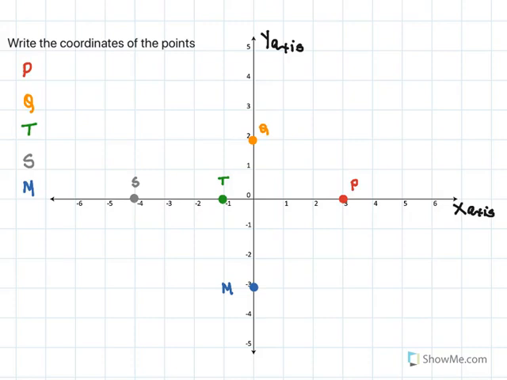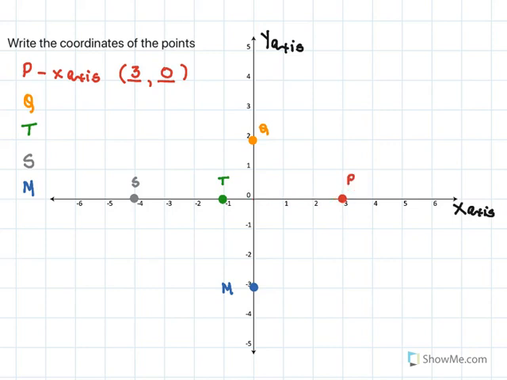Write the coordinates of the points. In this slide, we will learn how to write the coordinates of points that lie on the x-axis or on the y-axis. Look at point P. P lies on the x-axis. It has two coordinates, the x-coordinate and the y-coordinate. If you look here, the x-coordinate is 3, but the y-coordinate is 0.